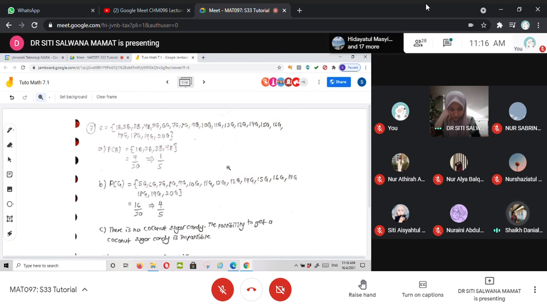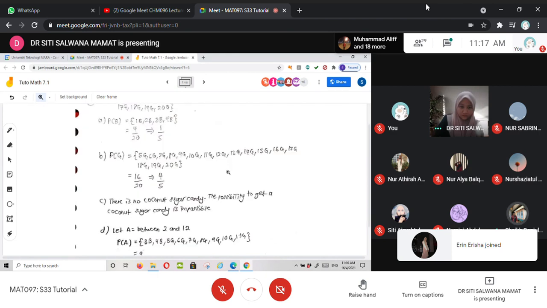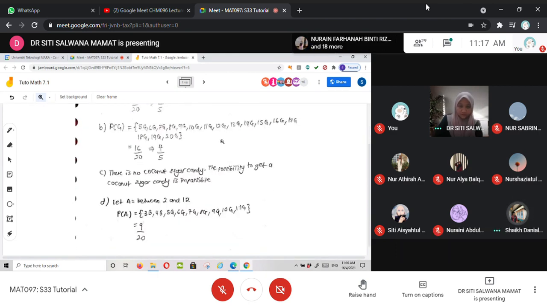So untuk B pula dia kata cari probability untuk green tea candy. So untuk green tea candy kita ada 5G sampai 20G. So semua ni ada 16 candies. So 16 over 20. So nanti kita dapat 4 over 5. Kat C pula dia minta probability untuk coconut sugar candy. So jawapan dia adalah 0 sebab tak ada coconut sugar candy. So possibility untuk dapat coconut sugar candy is impossible.